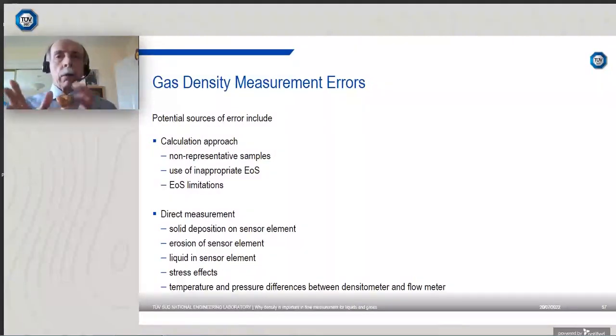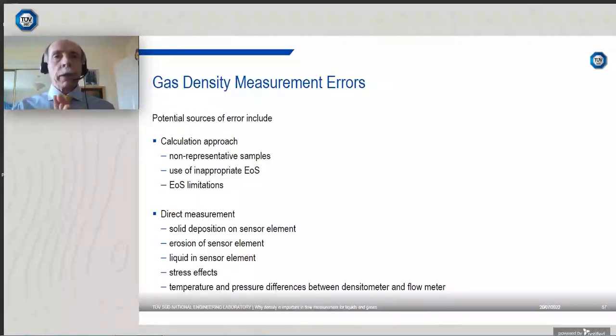Similarly to liquid density measurement, there are potential sources of error. I've already alluded to some of these in terms of the calculation approach, measure temperature and pressure using equation of state. Again, if the samples that you have taken to obtain the composition are not representative, for example, if when you're taking your sample, you allow some of the lighter components to flash off, then the sample that you measure will not be representative of what's actually flowing through your pipe and through your flow meter.